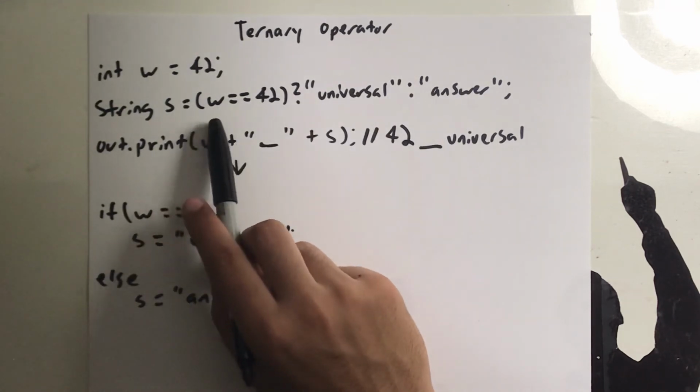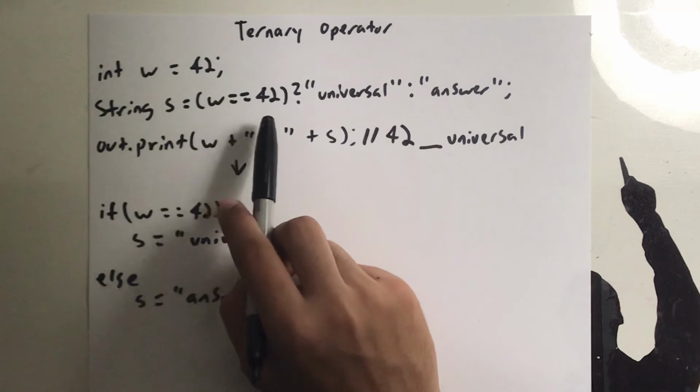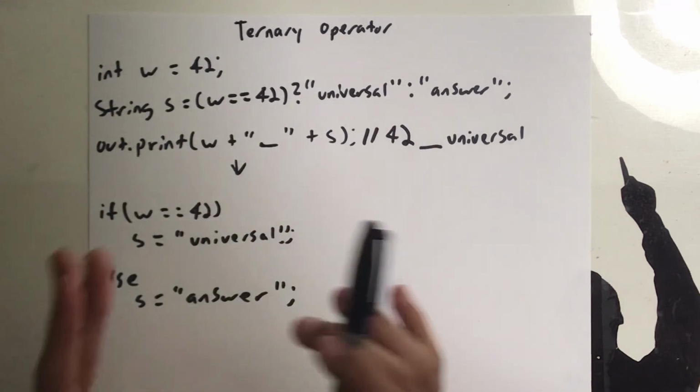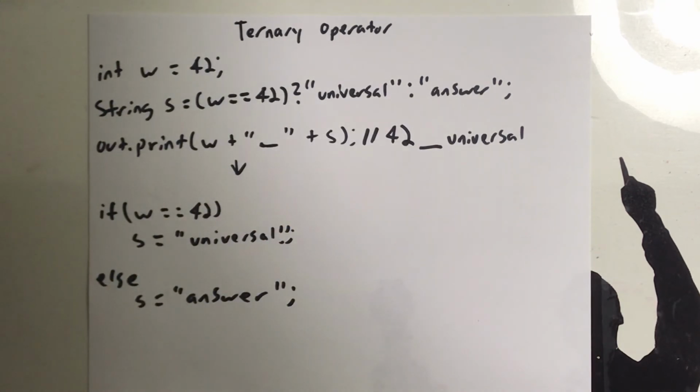So if this part's true, this is gonna be the output, and if it's false, then this is gonna be the output. So this is just basically an if-else statement, but condensed to one line of code. And yeah, it's a ternary operator, not that hard. Basically an if-else statement. And yep, that is it for this video.